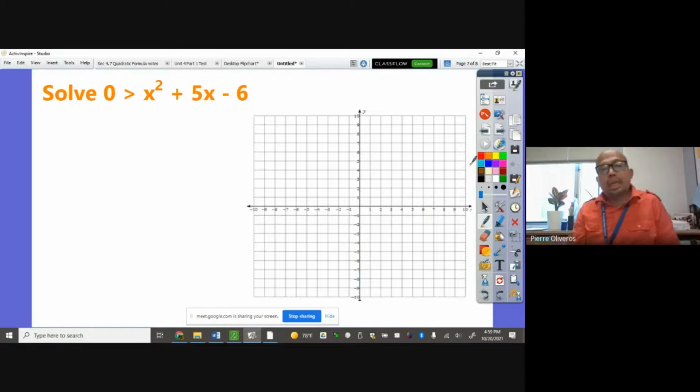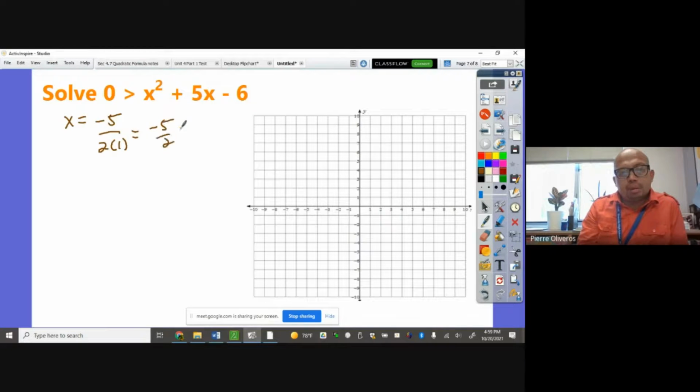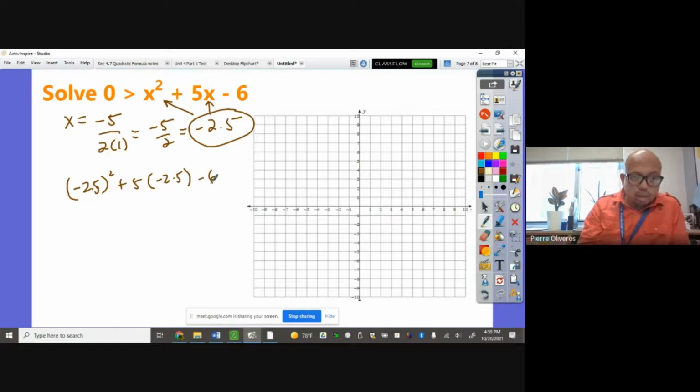Next, solve 0 greater than x squared plus 5x minus 6. We will do the same thing. Okay, you can find x equal to -5 over 2 times 1, which will give you -5 over 2, which is -2.5. You're going to plug in -2.5 right there and here. That will give us -2.5 squared plus 5 times -2.5 minus 6. And that gives us -12.25.